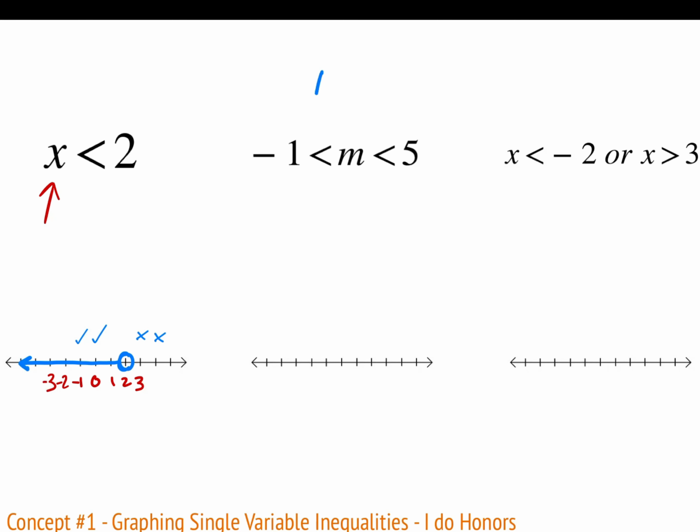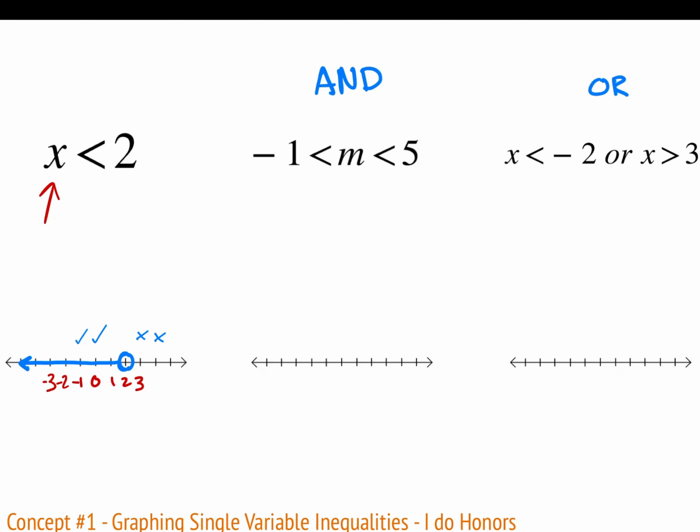All right, we have an and compound inequality, and we have an or compound inequality. They're very similar but a little bit different. Look at this one. It says -1 is less than m, and then that is less than 5. We have two conditions now, and the reason it's an and is because m has to satisfy both of them.